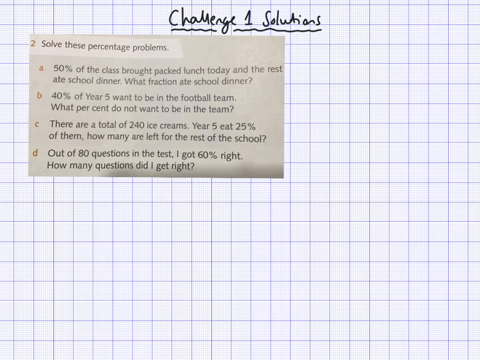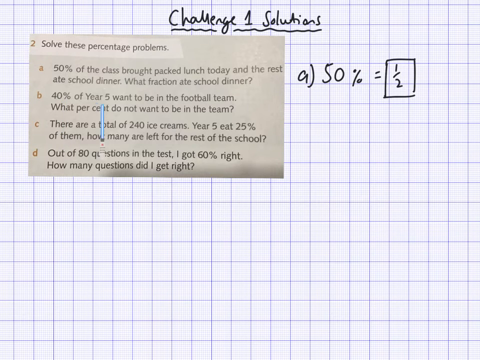Okay, on to challenge 1, question 2, and we're solving word problems now. A says 50% of the class brought packed lunch today, and the rest ate school dinner. What fraction ate school dinner? Well, 50% equals a half. So if half the class brought packed lunch, then half the class will also be eating school dinner. So the answer is a half. So you need to know that 50% is equivalent to a half.